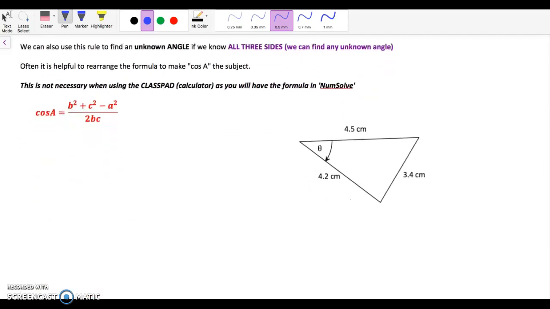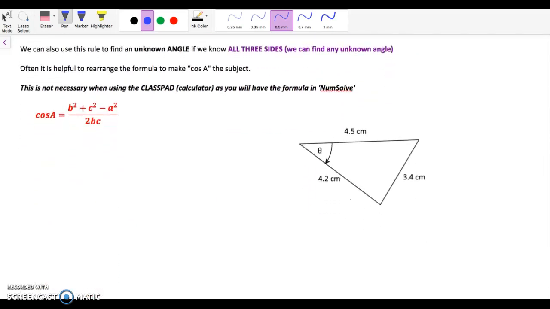So what happens if we want to find an unknown angle? Well, essentially, if we want to know an angle, we're going to find angle theta. We must know the side that's opposite. We must know the other part of its pair. So the other thing we must know is the other two sides. So the combination to find an unknown angle using the cosine rule is side, side, side, or SSS. So if we know all three sides, use the cosine rule.